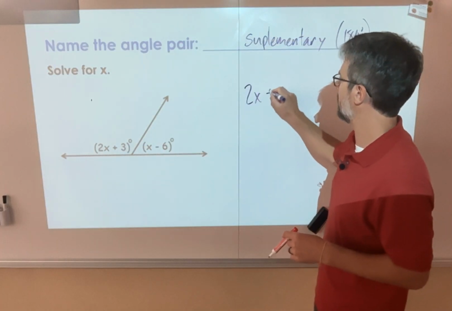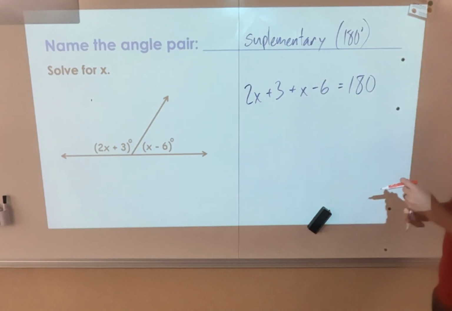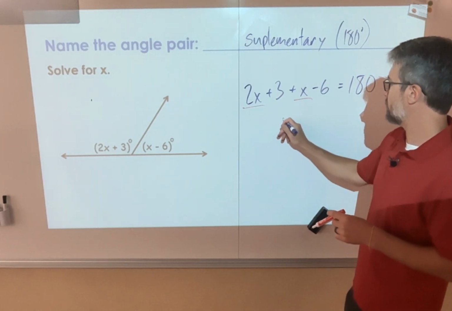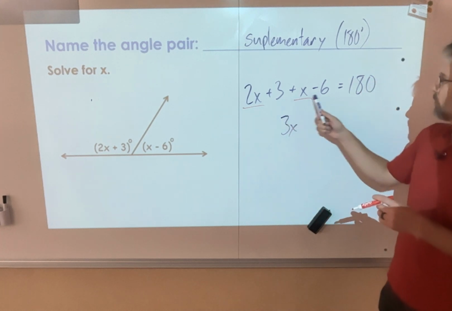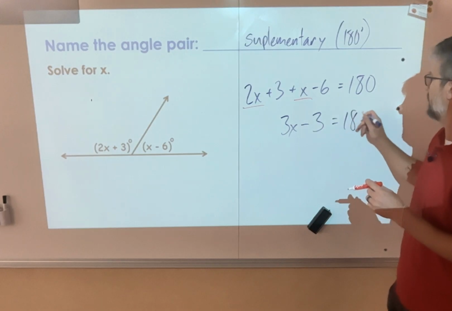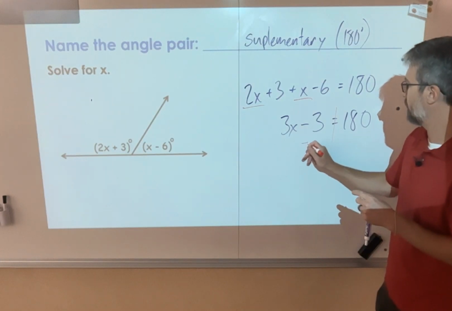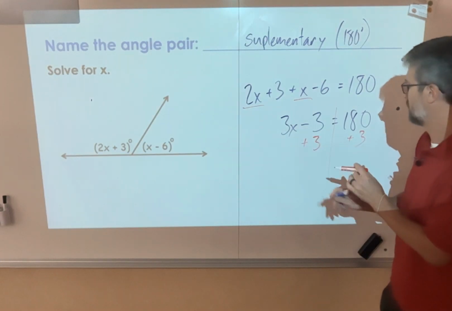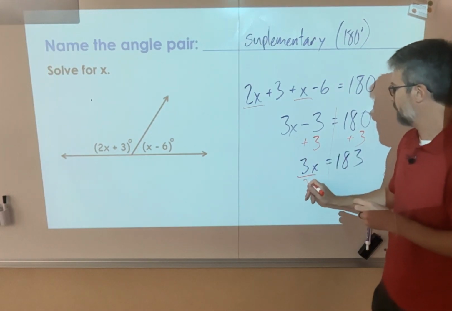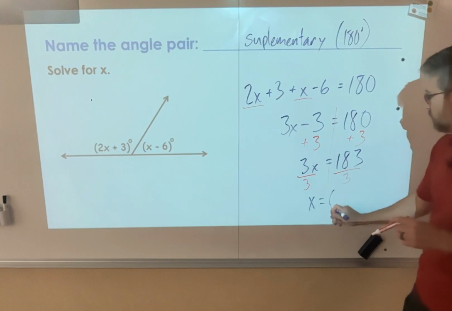So 2x plus 3 plus x minus 6 is equal to 180. Got some like terms I can combine. 2x, remember that x is 1x, so 2x plus 1x is 3x. Then 3 minus 6 is a minus 3, equals 180. And then we can start solving. So we'll add 3 to both sides. We get 3x is equal to 183. We'll divide both sides by 3. And that is also divisible by 3. That would be 61.